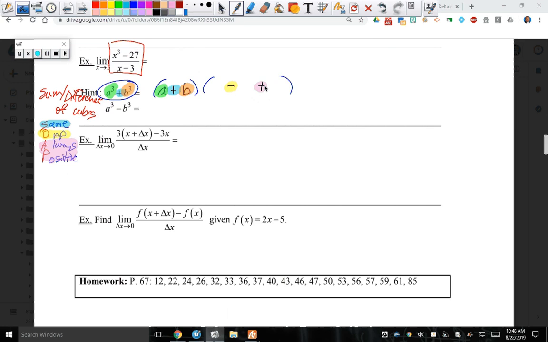Okay? Now, how do I get the 3 pieces to this trinomial? The first one is a squared. You're just going to square this term. The last one is the square of this term. And don't pay any attention to this plus. Don't pay any attention to any signs. SOAP will take care of the signs.